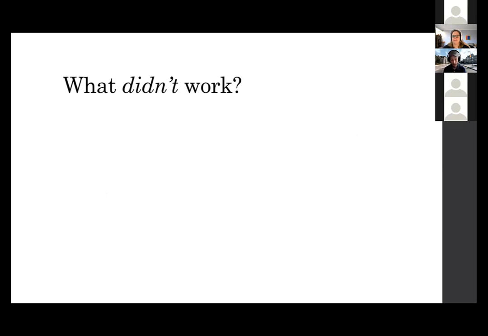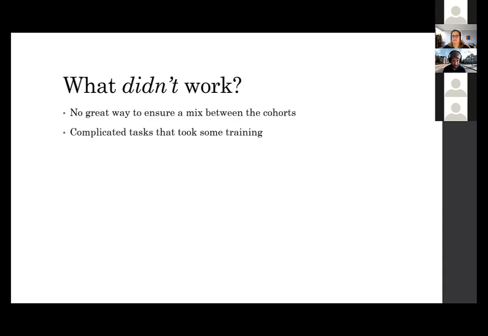Now, what didn't work inside of this exercise: there was no great way to ensure a mix between the cohorts. And so there might be some breakout rooms where we used teams that had all graduates or all undergraduates, and we didn't get that sort of cross academic communication that was happening. Complicated tasks took some training, and so we would spend 10 minutes describing what was going on rather than have them out in their rooms.